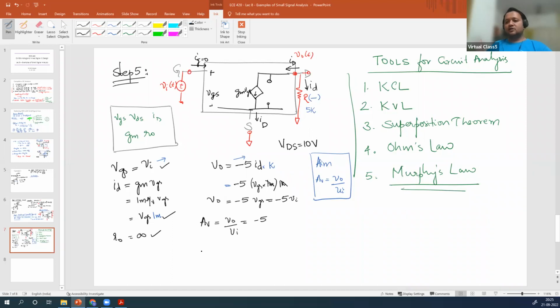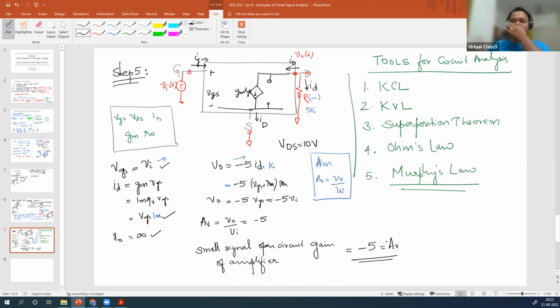So what is this? The small signal, okay, open circuit, right? It is a small signal. This is an open circuit. It is not a closed circuit gain. Open circuit gain of this amplifier is equal to minus 5. Okay.